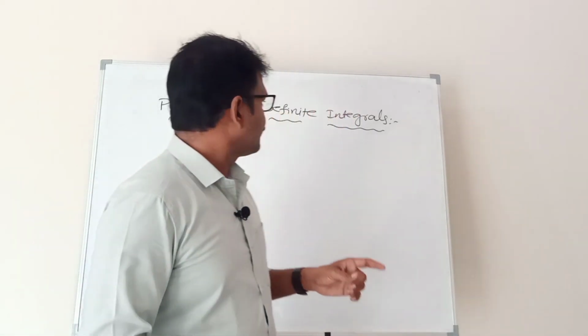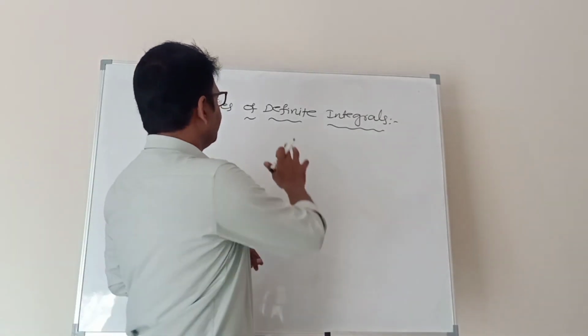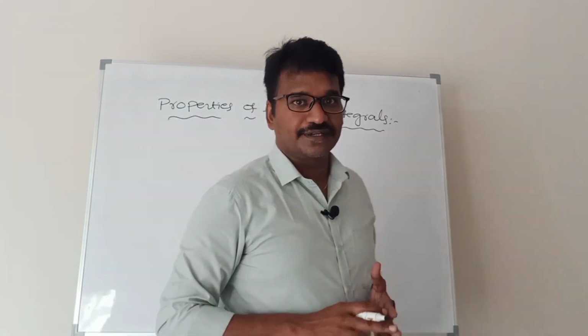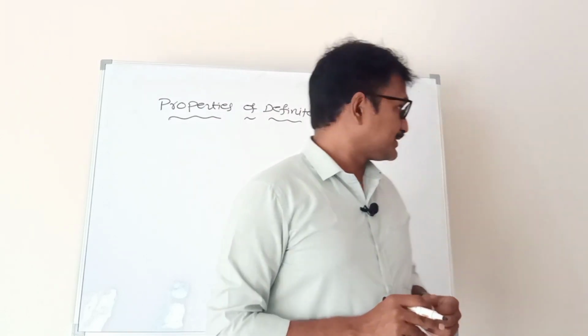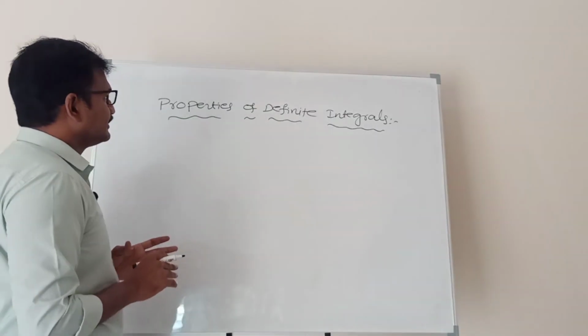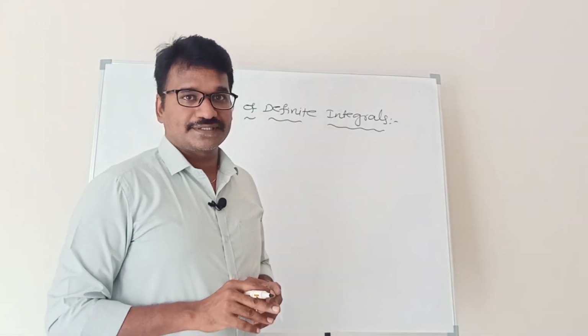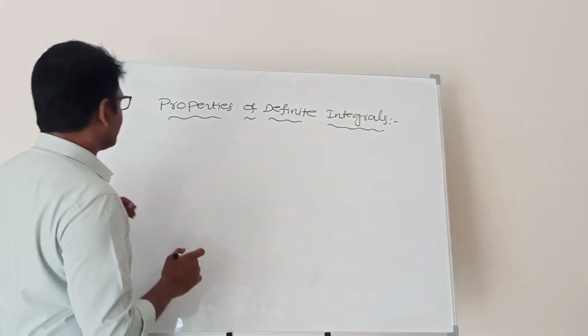The topic is properties of definite integrals. This is the most important concept of definite integration. Next, there are a total of 8 properties. In that, the first property is property number 1.